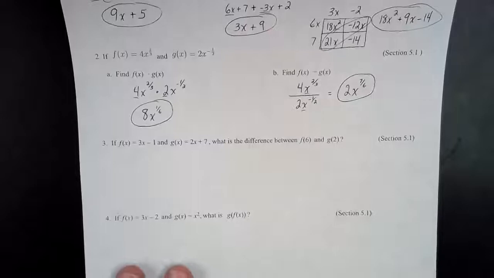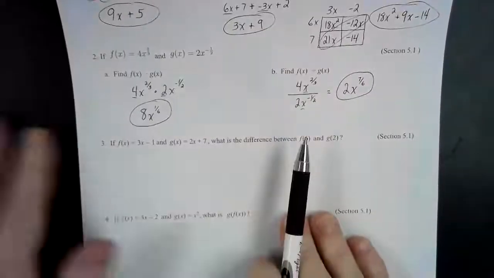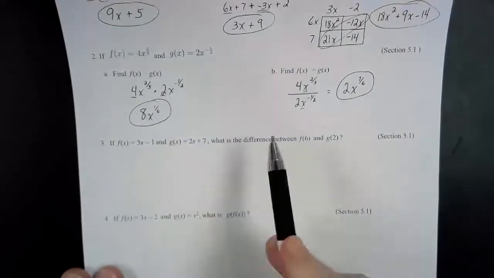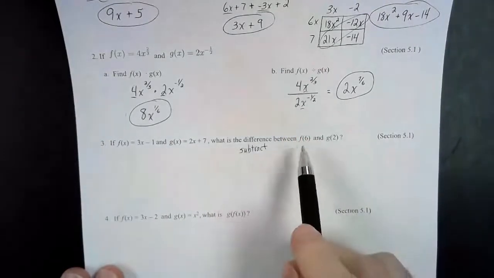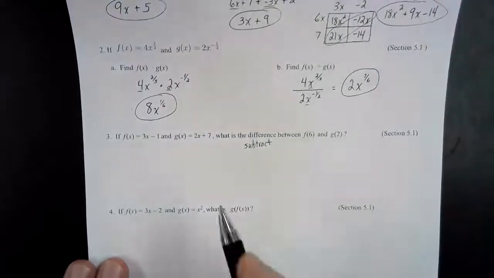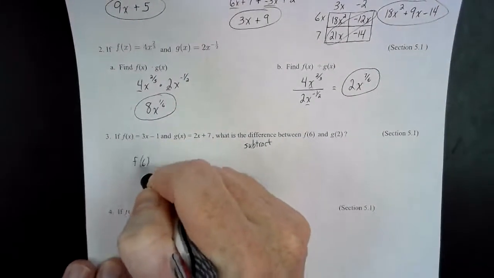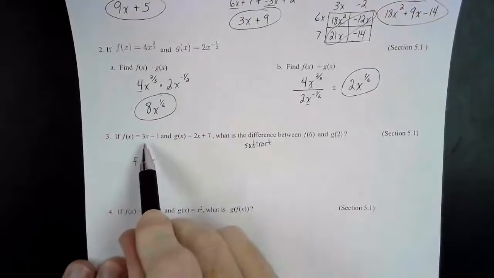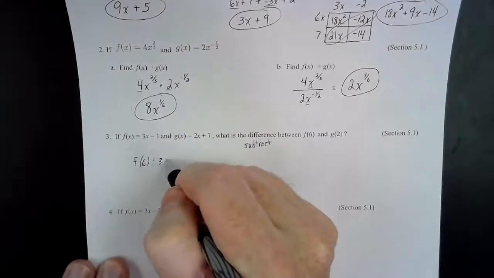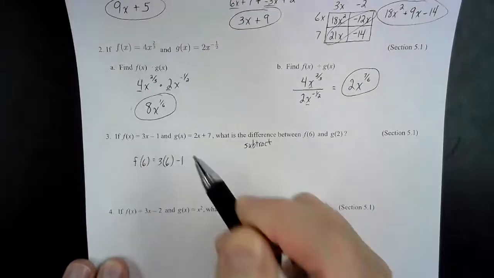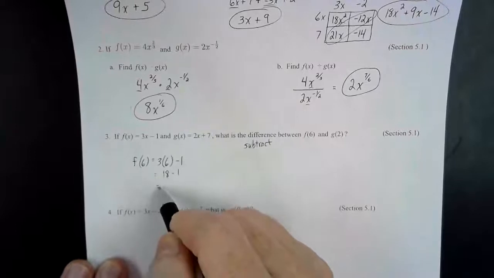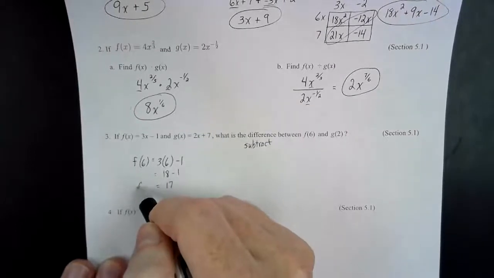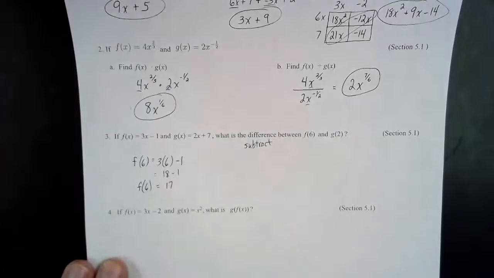Okay, number 3. If f of x equals 3x minus 1 and g of x equals 2x plus 7, what is the difference? So we know we're going to be subtracting between f of 6 and g of 2. So first I need to figure out f of 6. So I'm going up to f, 3x, so 3 times 6 minus 1, and that gives me 18 minus 1, which is 17. So f of 6 equals 17.